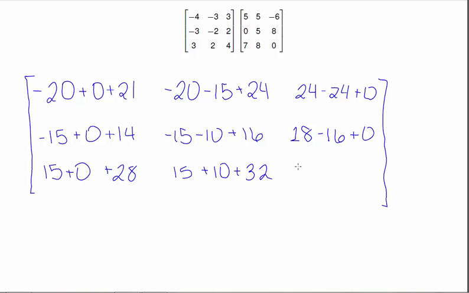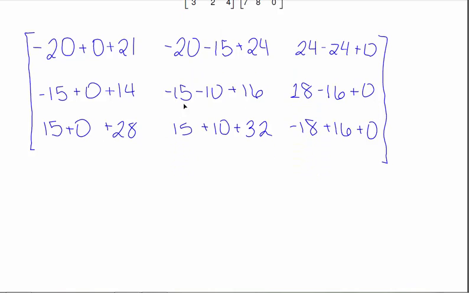And finally, third row, third column. 3 times minus 6 is minus 18. 2 times 8 is 16. And 4 times 0 is 0. So at this point, we just need to simplify things.